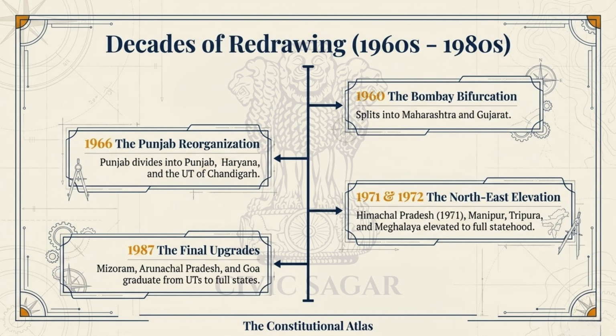The 1971 and 1972 period, known as the Northeast Elevation, saw Himachal Pradesh, Manipur, Tripura, and Meghalaya being elevated to the status of full states. Finally, in 1987, the map saw its final upgrades of that era, as Mizoram, Arunachal Pradesh, and Goa graduated from their status as union territories to become full-fledged states of the Union.